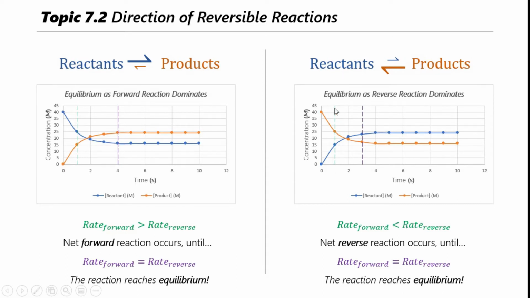We started with way more of this turning into this. So at the beginning, at this green line, the rate of our forward reaction is less than the rate of our reverse reaction. So overall, we have a net reverse reaction happening until we hit that equilibrium. So predominantly, we're going from products to reactants, driving the reaction in this direction until we hit that equilibrium point. Okay, when our concentrations level out, our rate going in the forward direction is equal to the rate going in the reverse direction.